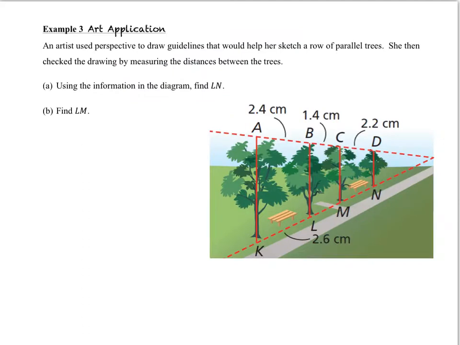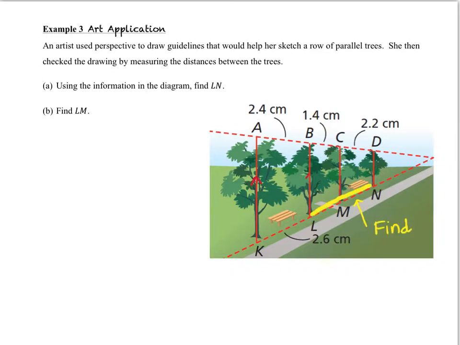An artist used perspective to draw guidelines that would help her sketch a row of parallel trees. She then checked the drawing by measuring the distances between the trees. You can see that we've got 4 trees that are parallel to one another. Those end up being the parallel segments, and we've got 2 transversals. Those are the dashed red lines on the top of the trees and at the bottom of the trees. Question A says, using the information in the diagram, find the length of LN.